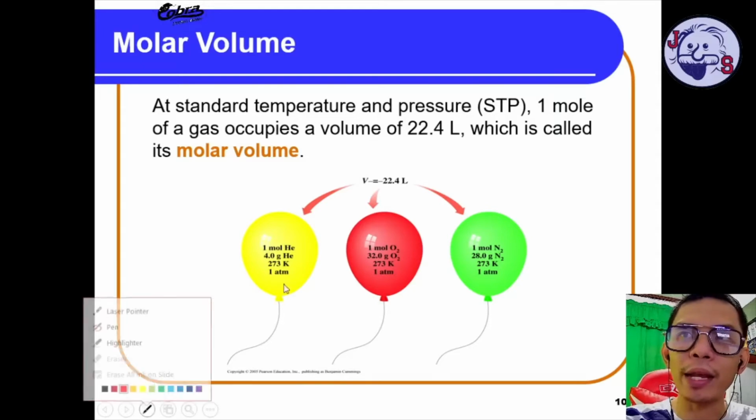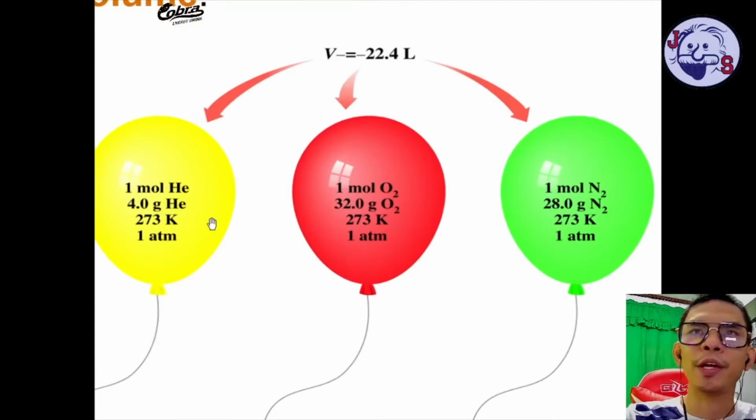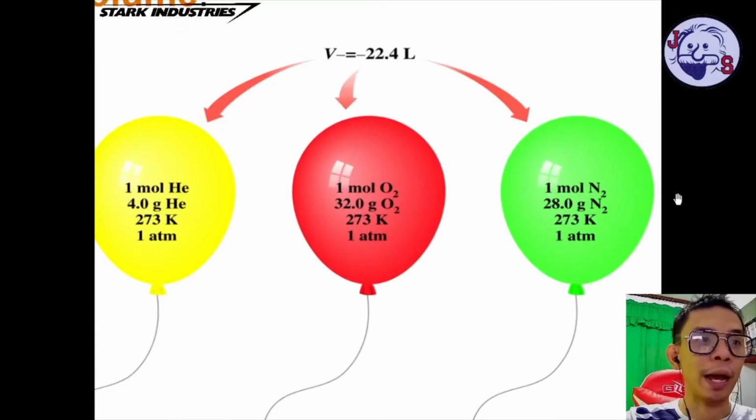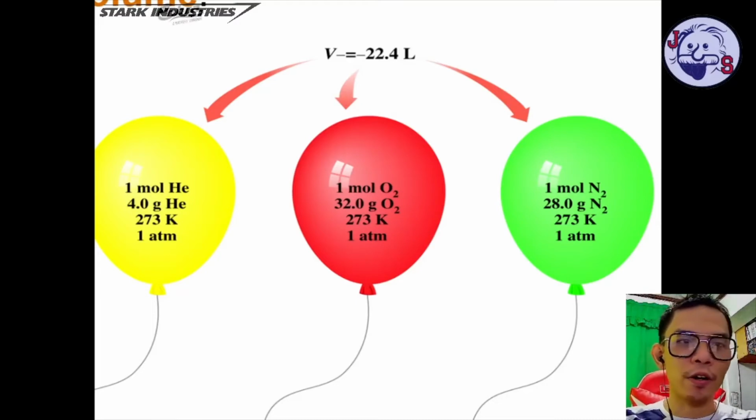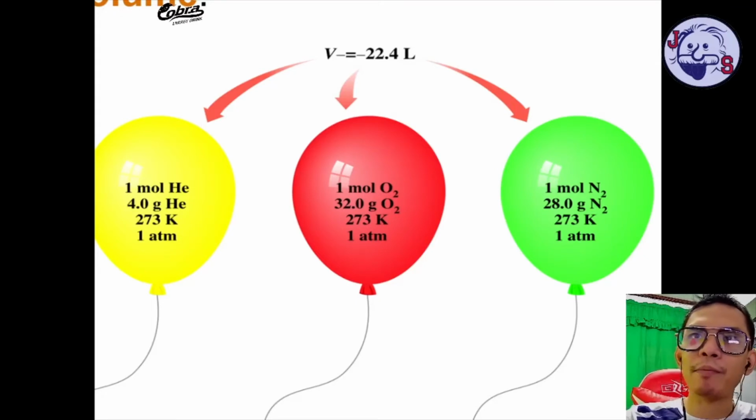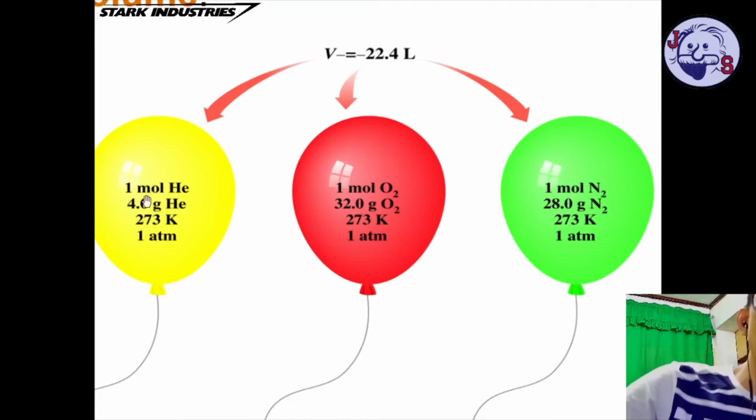Now, if you were going to analyze the balloons that you have over here, although they are made up of different elements or compounds, we have helium, oxygen gas, and nitrogen gas. What makes these gases contain similar molar volume? Number 1, they are 1 mole each. How do we know that they are 1 mole each?